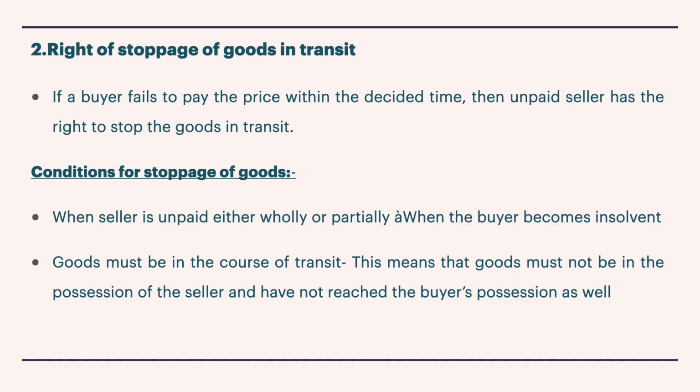So when can this right be exercised? The conditions are when the seller is unpaid either wholly or partly, and when the buyer becomes insolvent. So here the first condition is when the seller is unpaid wholly or partly. Either the seller has not received the full price or he has received only part of the price. If the whole price of the contract is rupees 10,000, and he has only received 4,000 rupees, the remaining balance is still unpaid. Therefore, the right over goods in transit can be exercised.